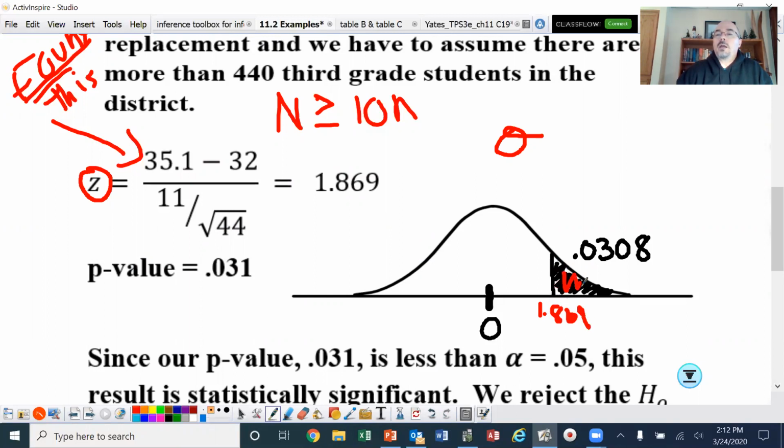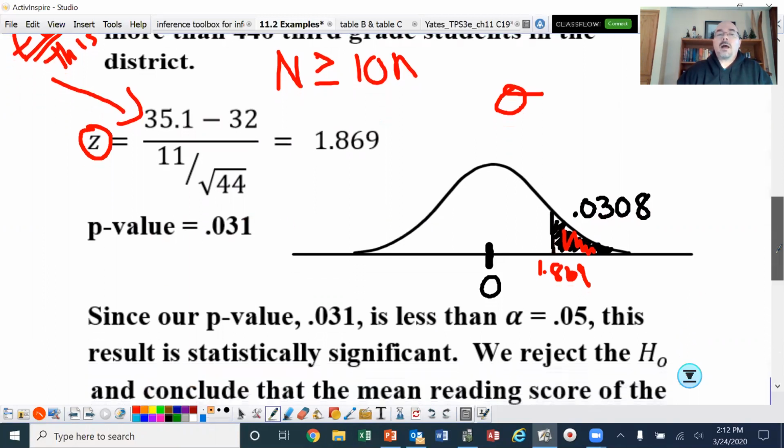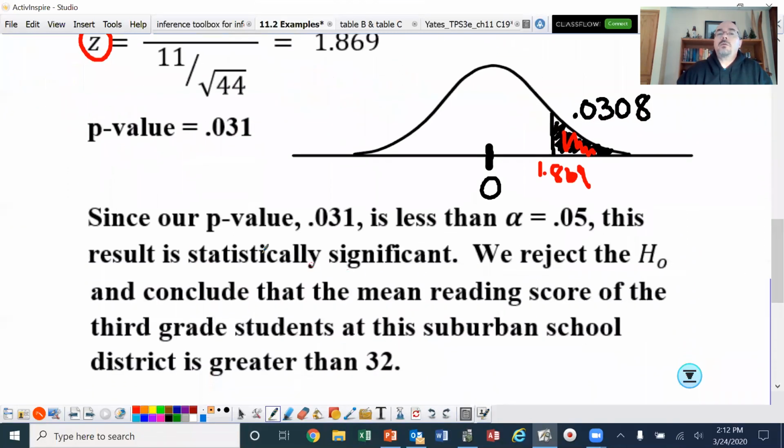Okay, and it's greater than, so that's why we're looking there. And we get 0.0308. So that's our p-value. Now, since our p-value 0.031 is less than alpha 0.05, this result is statistically significant. We reject the null hypothesis and conclude that the mean reading score of the third grade students at this suburban school district is greater than 32.